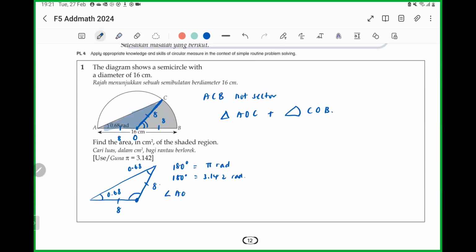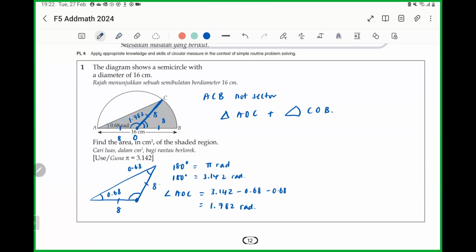If I want to find this angle, angle AOC, it will be equal to 180 minus these two. So that means it will be 3.142 radians minus 0.68 minus 0.68 to get the angle in the middle here. Why I use 3.142 is because the question gives us pi equals 3.142. 3.142 minus 0.68 minus 0.68, I will have 1.782. That one is in radians. So for this angle, 1.782.